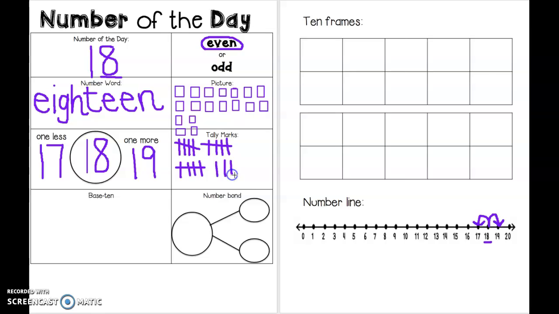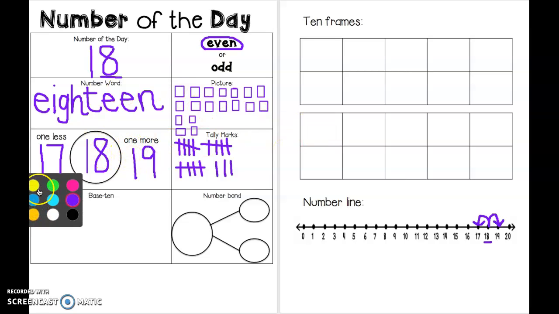17, 18. So I remember, you can count by what when you're counting tally marks? If you said count by 5s, you're right. 5, 10, 15. And now I'm going to count on by 1s. 16, 17, 18. All right, next, I want us to use our 10 frame to help us before we do our base 10 blocks.